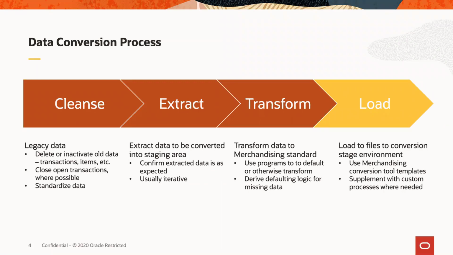Next, two phases kind of go together, extract and transform. This is where the build portion of conversion generally happens on an implementation project. So building those programs to extract data from legacy in a way that can be used in the conversion process, and then defining what that transformation logic needs to look like to get the data from legacy to be able to be loaded into merchandising. And that may mean defining defaulting logic or other kinds of transformation.